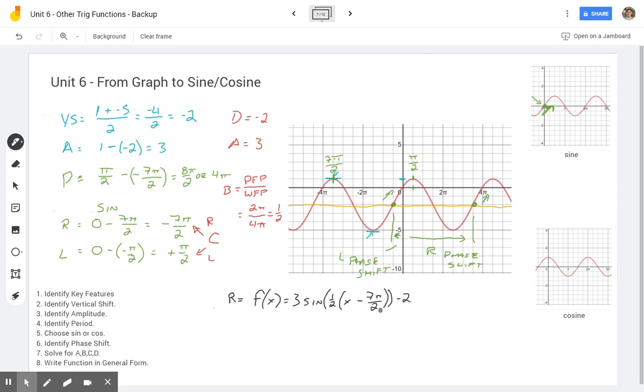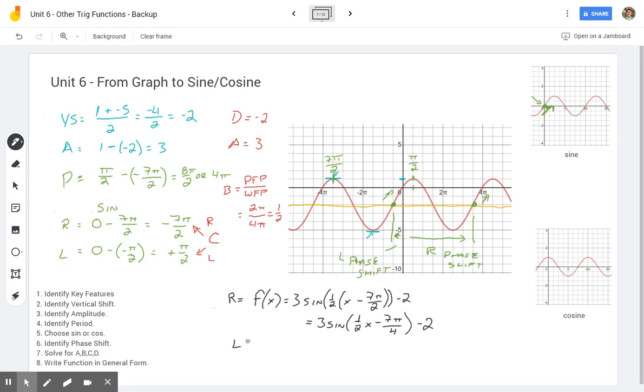Now we would go ahead and distribute this half through here, and our final form for this function is going to look like this. 3 sine of 1/2 x minus, we multiply this through, minus 7 pi over 4, and then -2. Okay, and this is, again, if we go to the right.